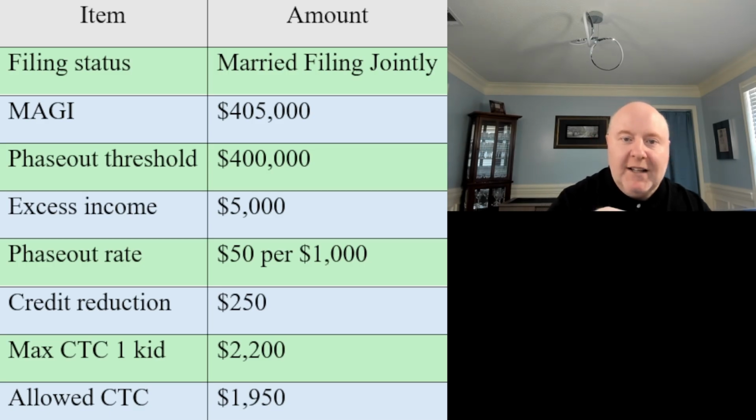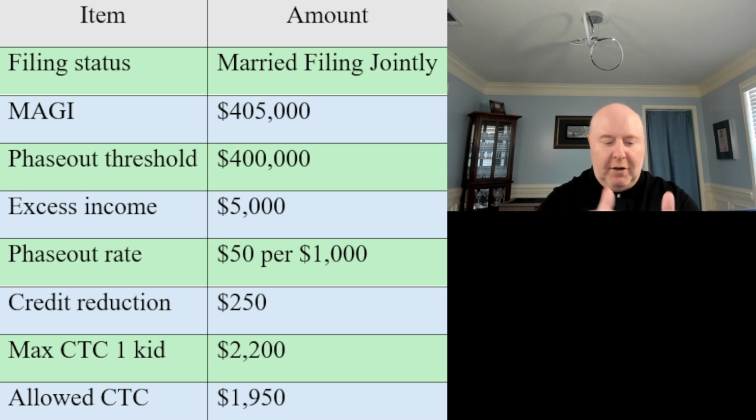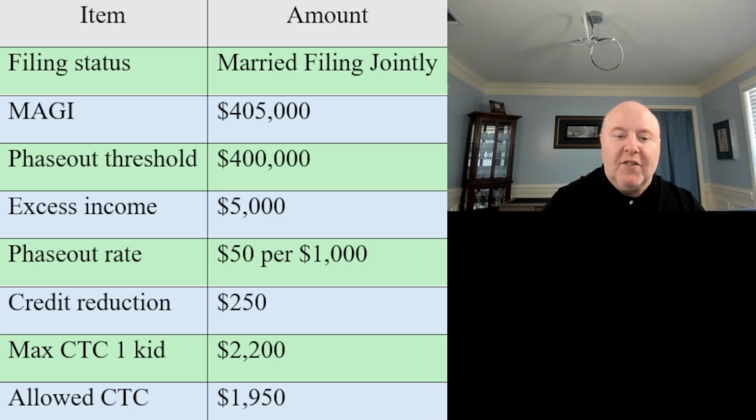Now what we do is we take that 5, because there are 5 increments of $1,000, and we multiply it by $50 because it's $50 per $1,000. So 50 times that 5 increments is going to give you $250. So we're going to reduce our maximum child tax credit of $2,200 by $250. That's going to give us $1,950. So for this particular taxpayer, their allowed child tax credit is going to be $1,950. That'll be their max for their child tax credit.